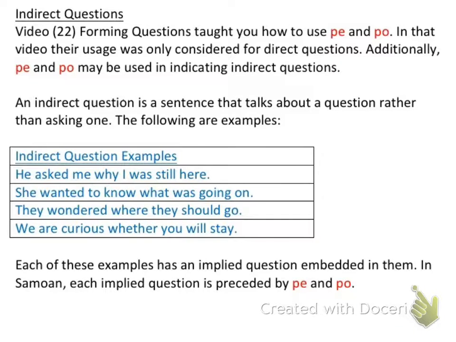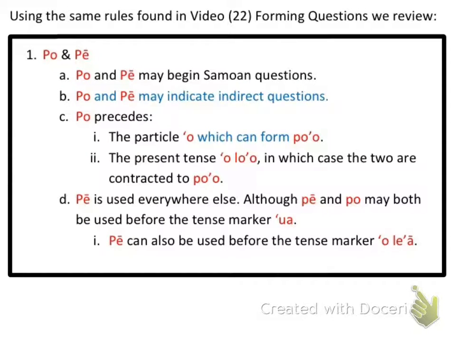So let's move forward. Using the same rules found in video 22, forming questions, we review. You use the same rules, and the things that I put in blue are additional insights. Po and pay may begin Samoan questions. We talked about that in our last video, and that was direct questions. And this is a new one: po and pay may indicate indirect questions. This is probably something, like I said, you're going to see more often than the first one, the direct questions. And then po precedes the particle o, which can form po'o.